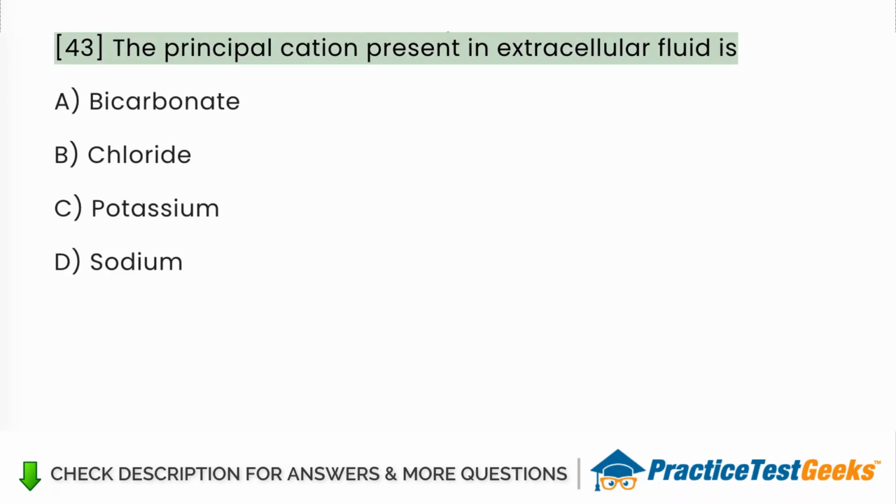The principal cation present in extracellular fluid is A. Bicarbonate. B. Chloride. C. Potassium. D. Sodium.